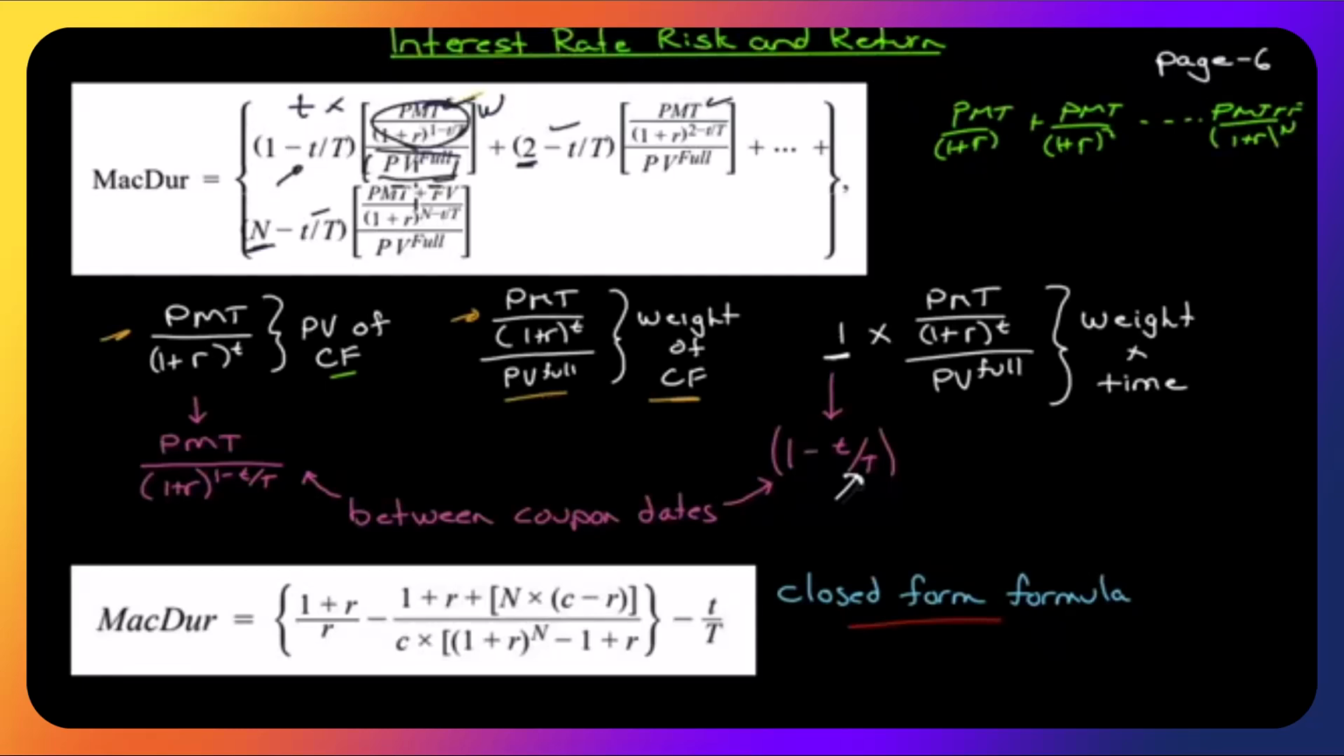I wouldn't bother memorizing it. You just have to understand that what we're doing is we're multiplying each cash flow's present value by its time to maturity, summing all of that up. That's Macaulay duration.